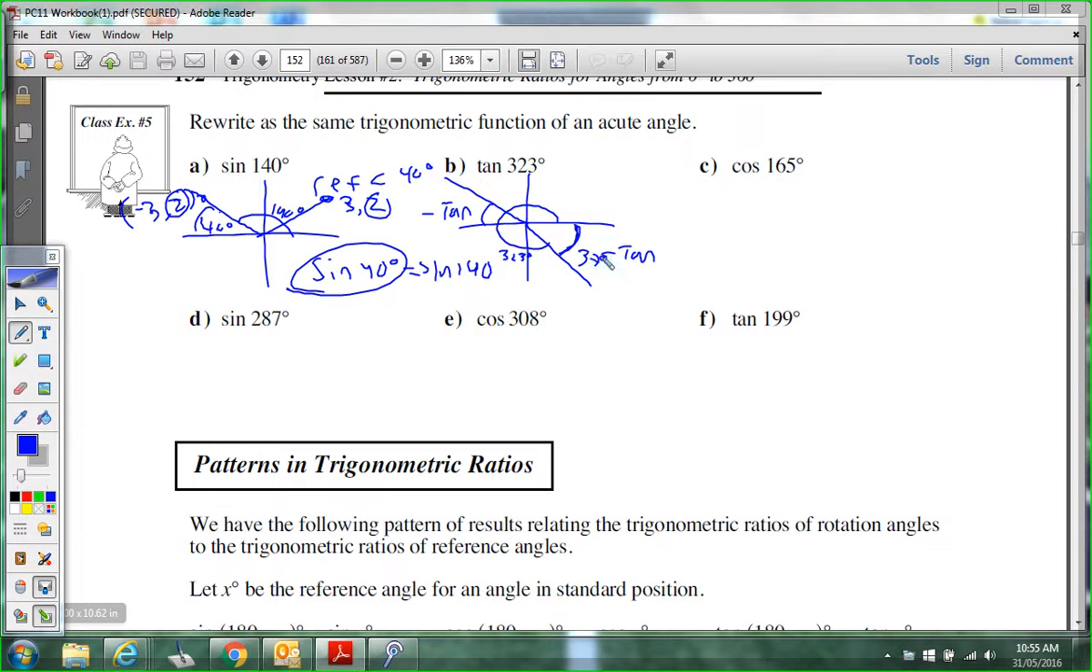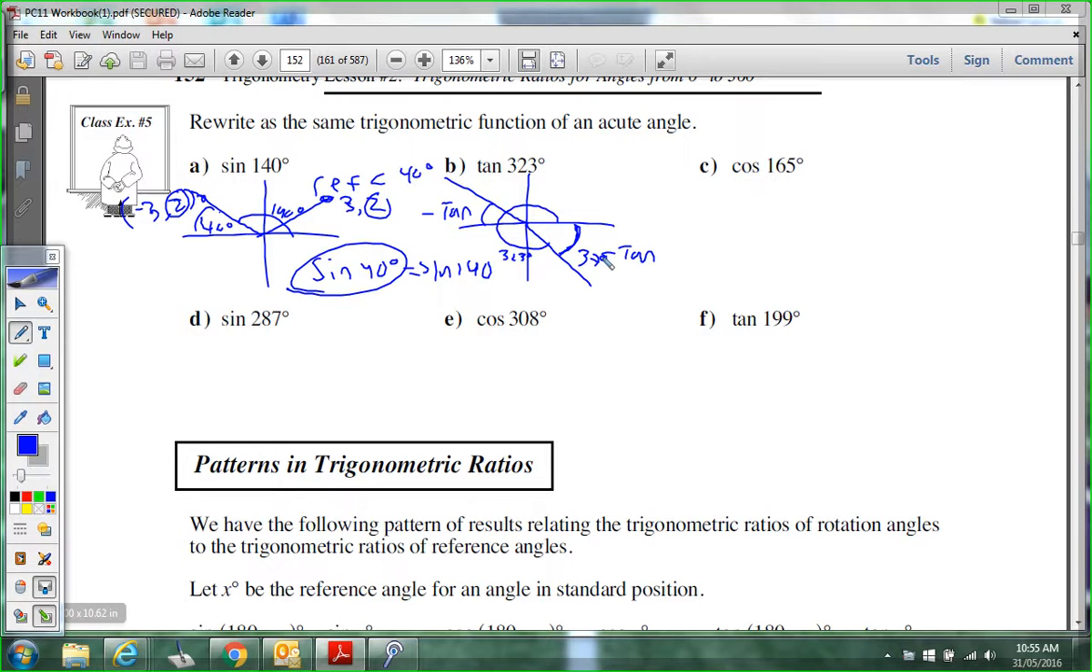37. Okay, here's the catch though. This is where people run into mental blocks. So it's 37, we're all comfortable with that, right? But it says it wants it to be written as an acute angle. So if I do 180 minus 37, what will that be? It'd be 143? Is 143 acute? No, so then what do I do? How can I write it so it's equivalent but with an acute angle?